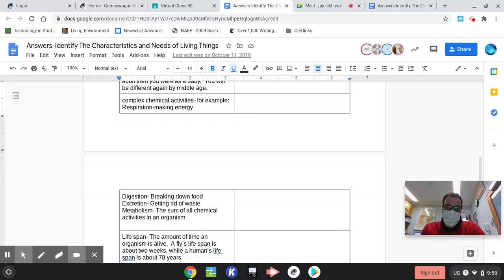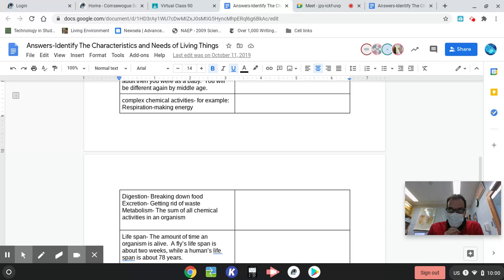Some of the other activities that we do, the chemical activities: digestion, we break down food. Excretion, we get rid of waste. And it's not just urinating or having a bowel movement and releasing feces, but it's also this release of carbon dioxide that's happening right now. This is an excretory process. Okay. When we talk about all of these things as a whole, we say the word metabolism. Metabolism is the sum of all the chemical activities in an organism.